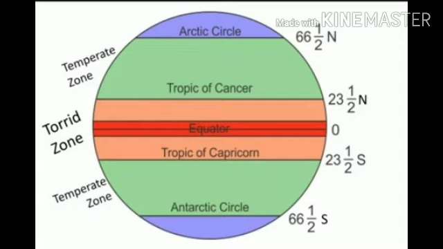Students, listen, you should not confuse the torrid zone and the temperate zone. Look at this picture carefully. Torrid zone lies in between the Tropic of Cancer and the Tropic of Capricorn, where the sun's rays are very high. But if the sun's rays go on decreasing, the temperate zone occurs. It happens in between the Tropic of Cancer and the Arctic Circle, which lies in the northern hemisphere, and the Tropic of Capricorn and the Antarctic Circle, which lies in the southern hemisphere.